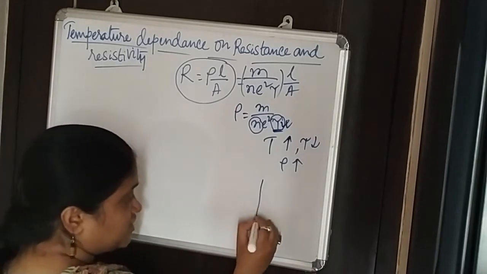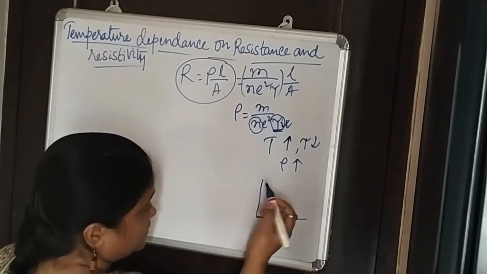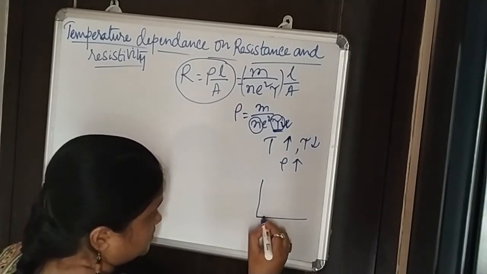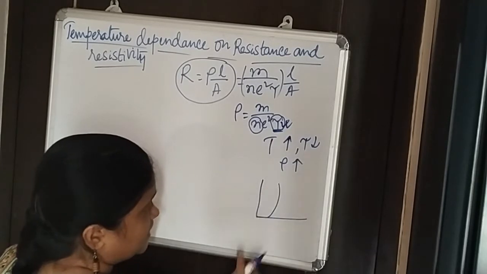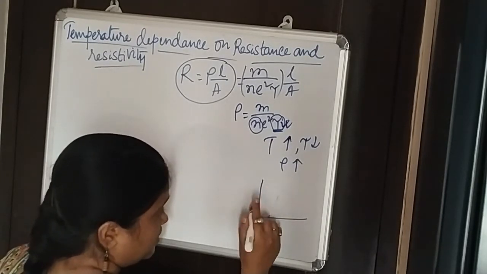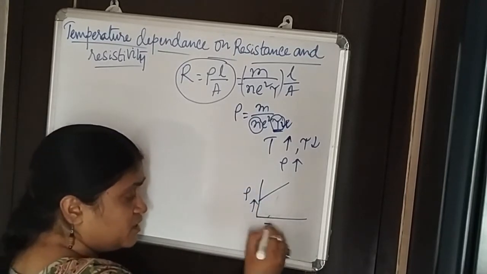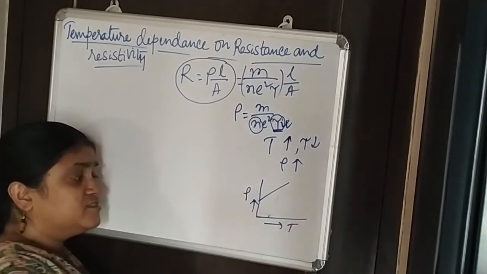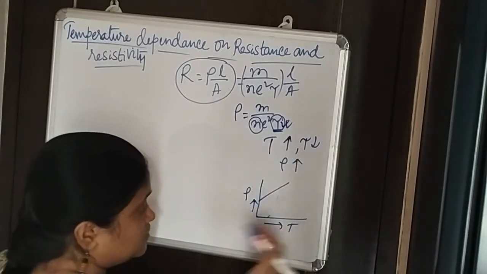So the graph that we generally get for conductors, for certain materials, the graph would be something like that. It is an increasing graph if you plot resistivity versus temperature, which is an increasing graph with the temperature.